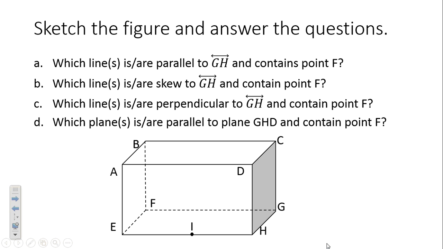So the first question we have is which line or lines is or are parallel to line GH that contains point F? Okay, we'll talk about skews in just a second. So skip it for the moment and make sure you draw the figure. Okay.